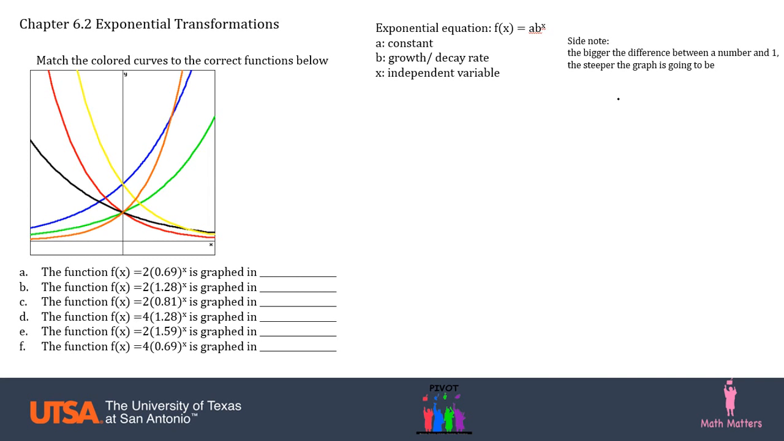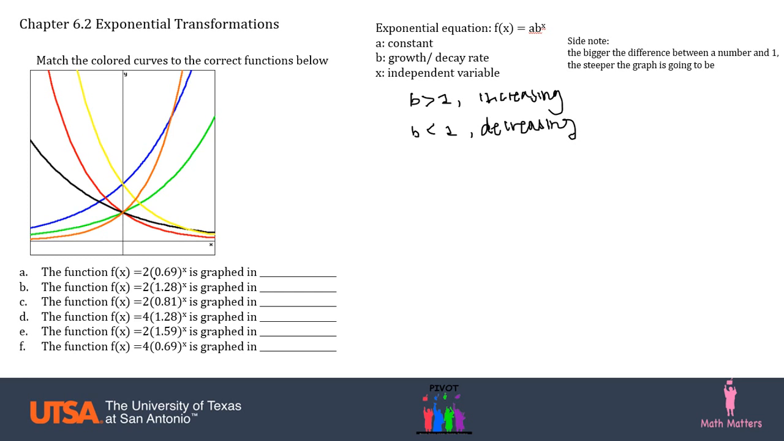A is your constant, b is your growth or decay rate, and x is your independent variable, such as time. So, if b is greater than 1, then your graph is going to be increasing. If it's less than 1, then it's going to be decreasing. Now let's look at the functions.